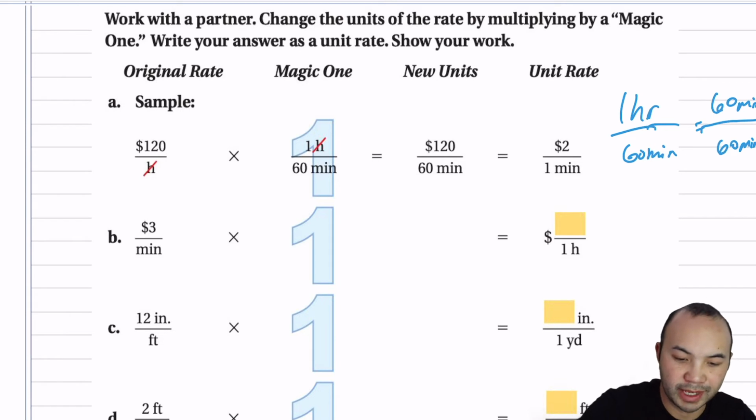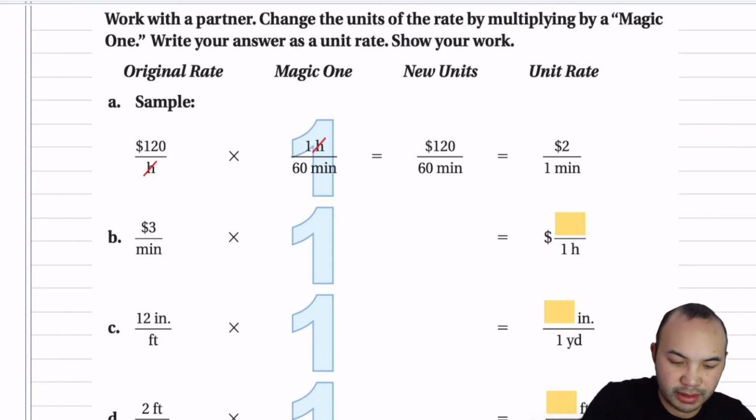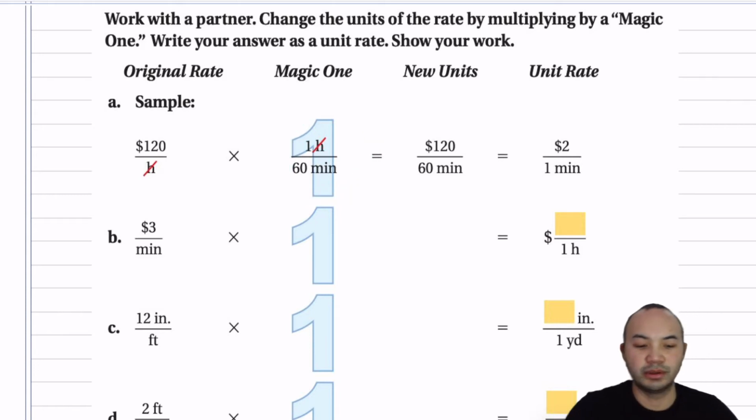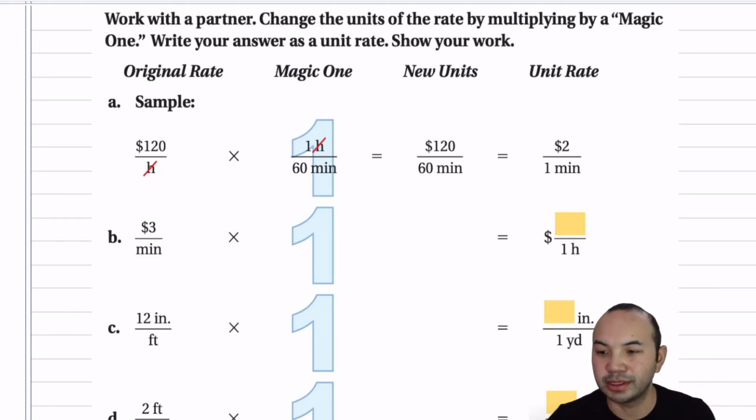And we want to find the magic 1 because if you multiply anything times 1, it stays the same. And that's the goal. We're converting. We're not changing anything. We don't want to make anything different. We want to keep it the same.